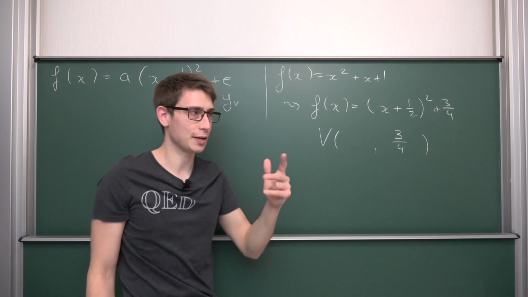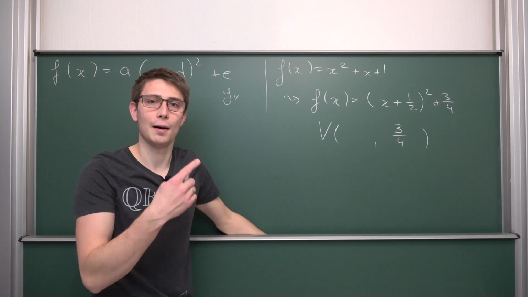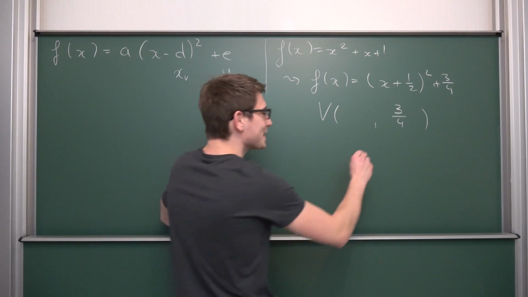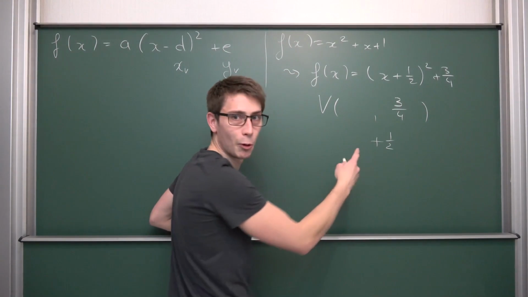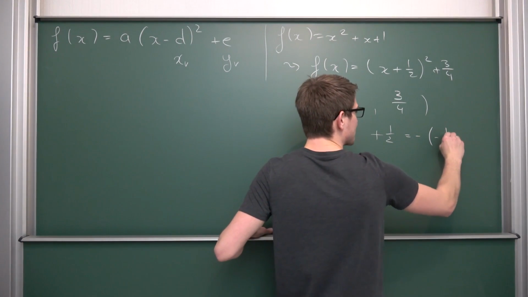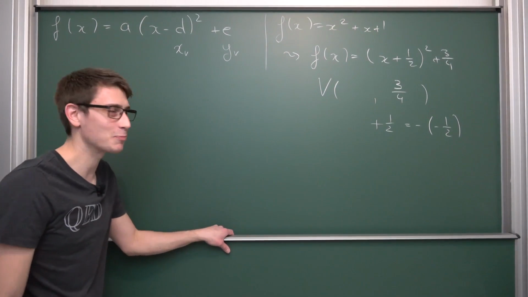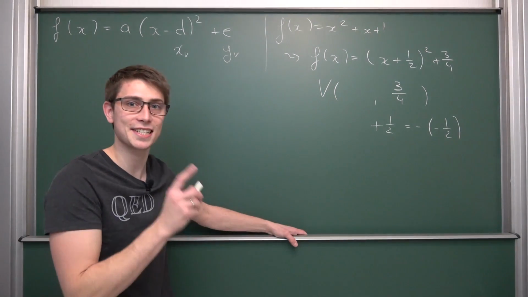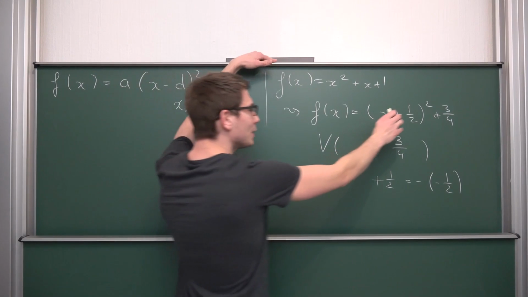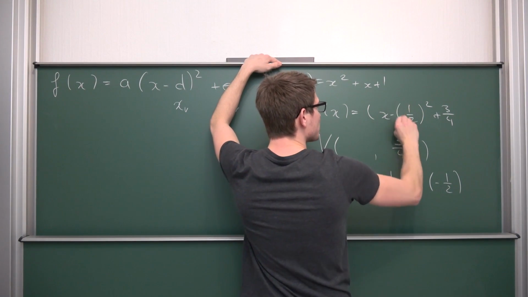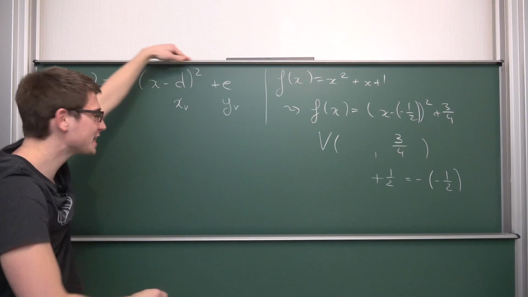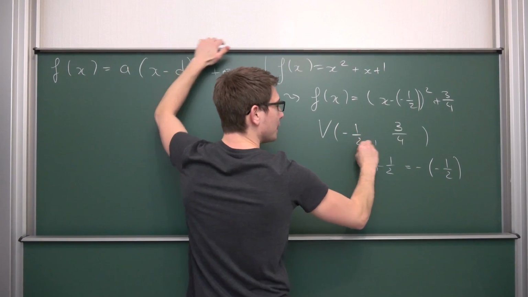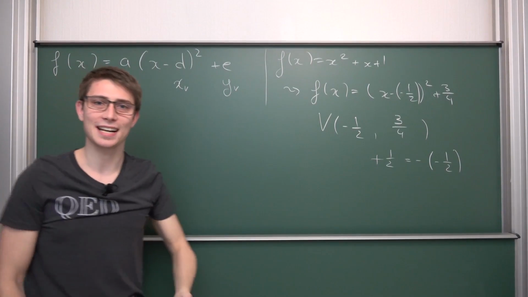For this, I want you guys to think back to the playlist on sets of numbers, because on the integers we said that we can turn a plus into a negative sign basically by saying that a positive sign is nothing but negative times negative. This is pretty good, right? I mean, positive 1/2 is nothing other than negative times negative 1/2. And this is exactly the trick that you need to use here. Now rewriting what we have in parentheses turns this into x minus negative 1/2. And now we have exactly what we need. We have a negative d, with our d being exactly negative 1/2. And that's it. This is where our vertex lies in the coordinate system.